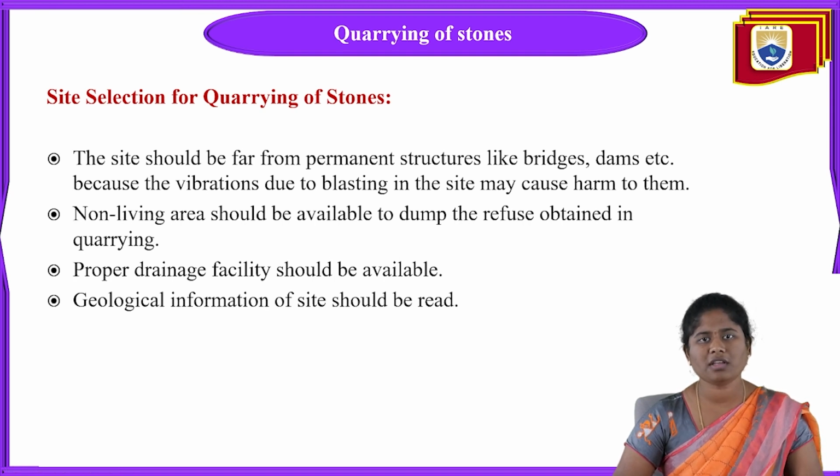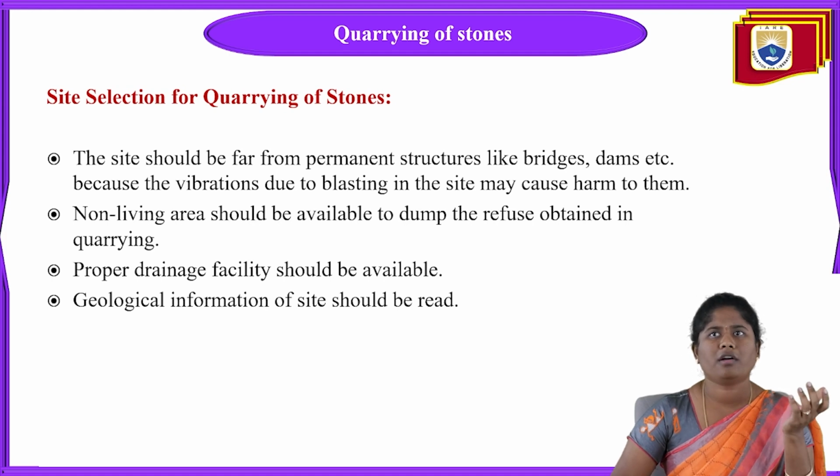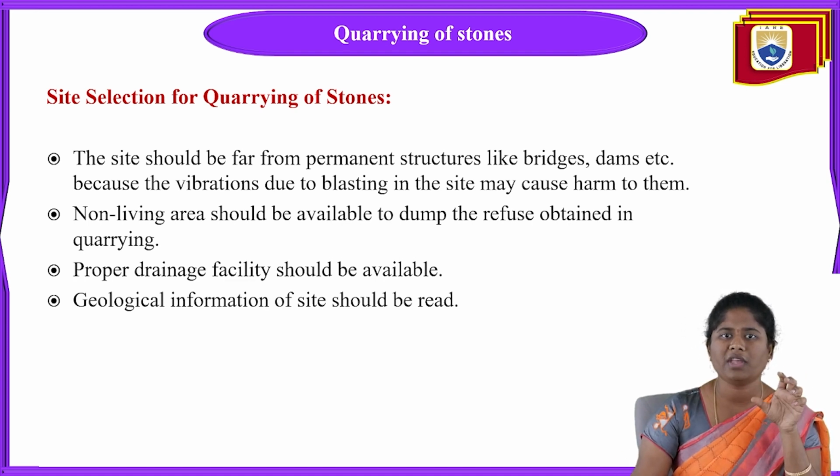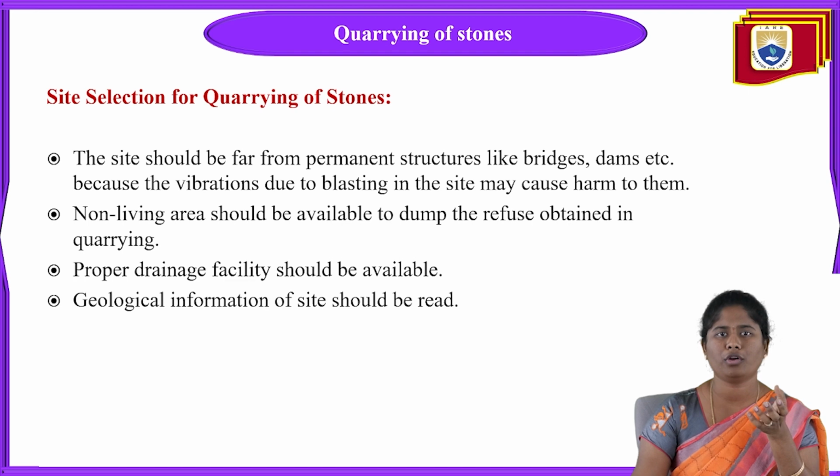Next one is non-living areas. Non-living areas should be available. Why? Because we are going to dump the refuse obtained from quarrying. After the quarrying process, we are not going to take each and every stone. After taking the suitable stones, we are going to dump the refuse at non-living areas. If there are any living areas, it will be very harmful to them. That's why the dump should be taken to non-living areas.